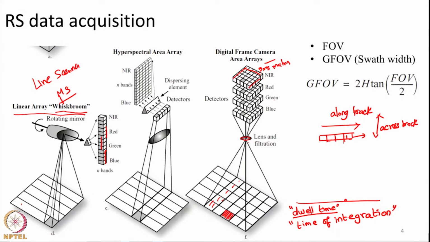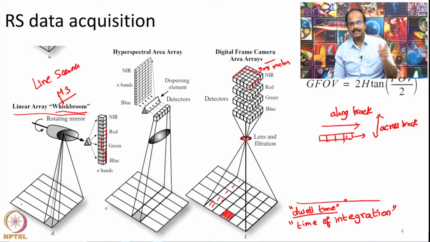The time available for observing one particular ground area we call dwell time or time of integration. So, if you look at these 4 types of sensors, line scanner, whisk broom scanner, push broom sensor and a sensor with 2-dimensional array detector element, the dwell time will be increasing in that order. Dwell time will be least for line scanner, a little bit higher for whisk broom scanner, much higher for push broom sensor and still higher for a 2-dimensional array type of detector sensor.